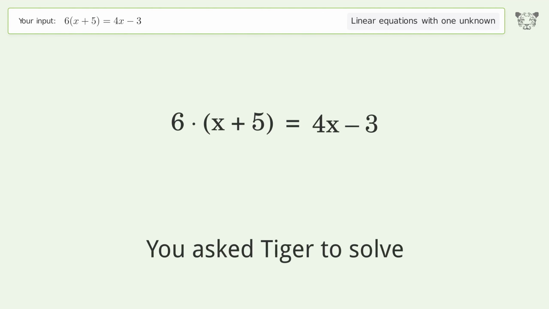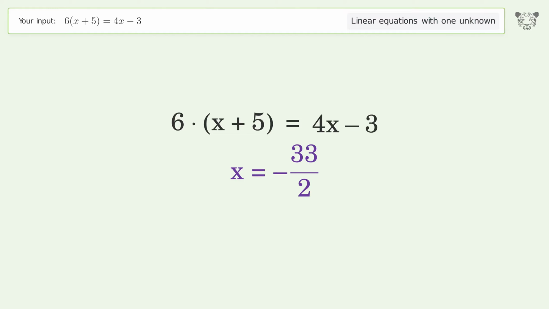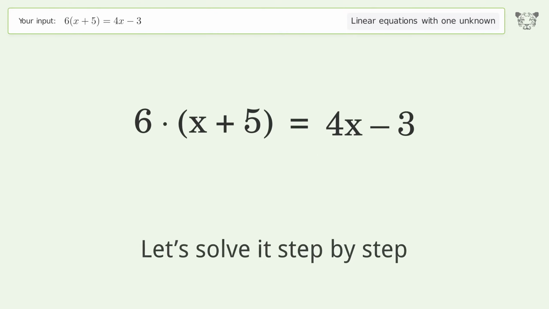You ask Tiger to solve this. It deals with linear equations with one unknown. The final result is x equals negative 33 over 2. Let's solve it step by step.